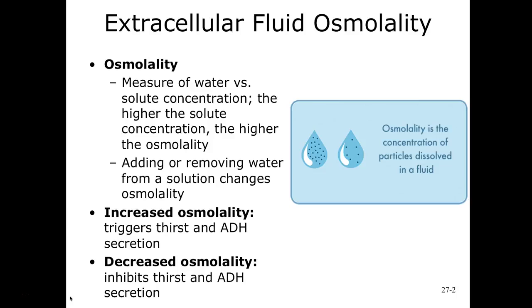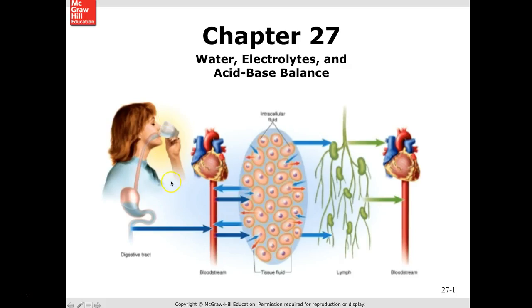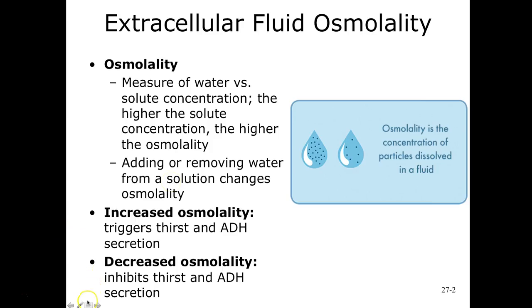So let's start with osmolality. We kind of talked about this in the urinary system. Osmolality is the measure of water versus the solute concentration. The higher the solute concentration, the higher the osmolality. I really liked the image here on the right-hand side, which shows a drop of water. You could see within that water these little dots representing solutes. This one over here would have a higher solute concentration compared to the one on the right.